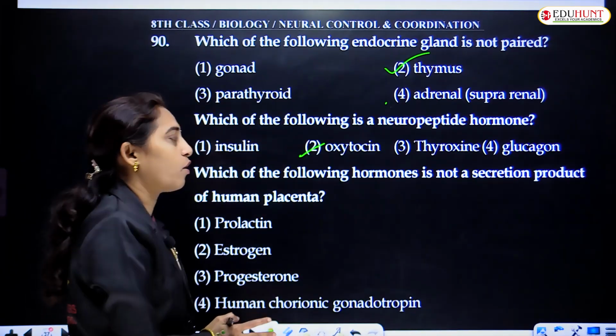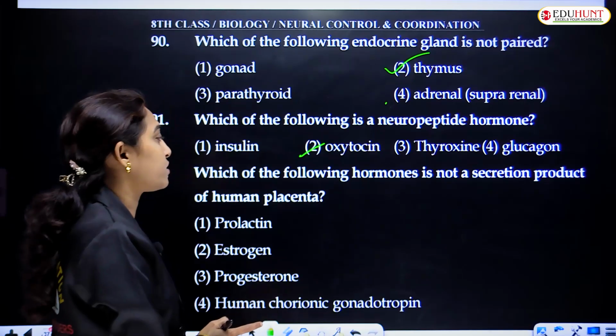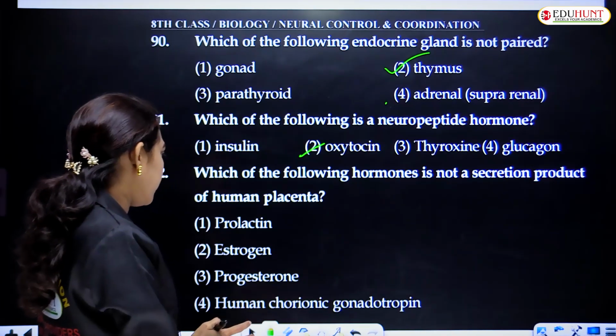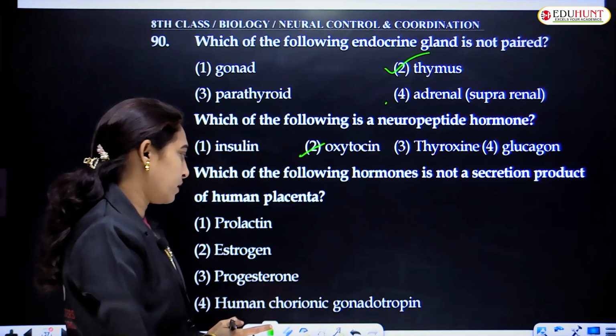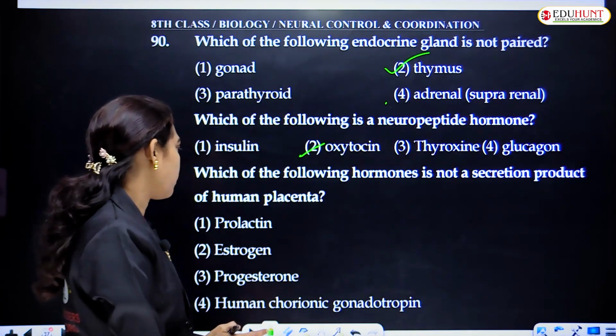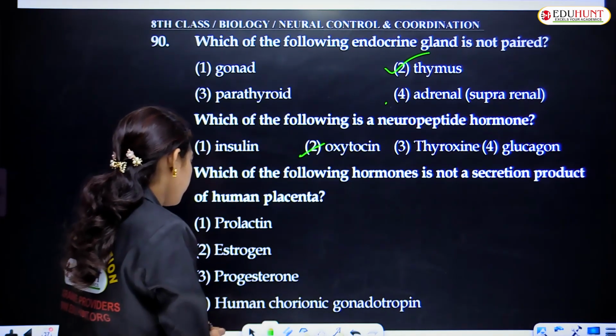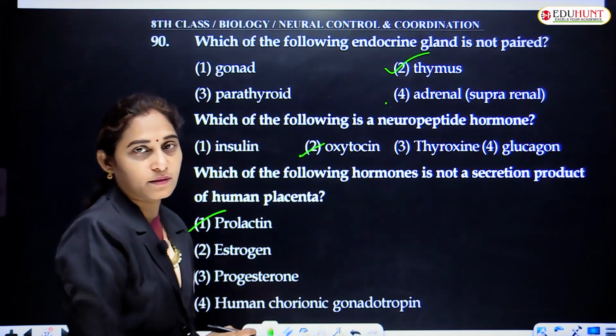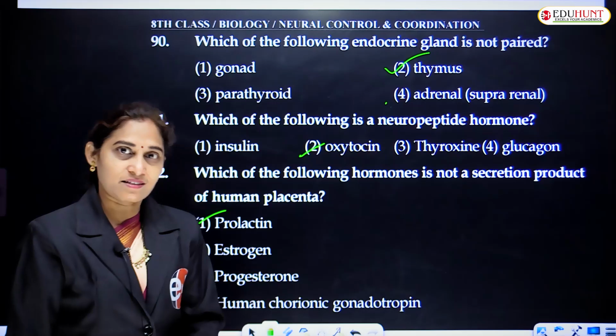Which of the following hormones is not a secretion product of the human placenta? Prolactin, estrogen, progesterone, human chorionic gonadotropin. That is prolactin, it is not secreted by the human placenta.